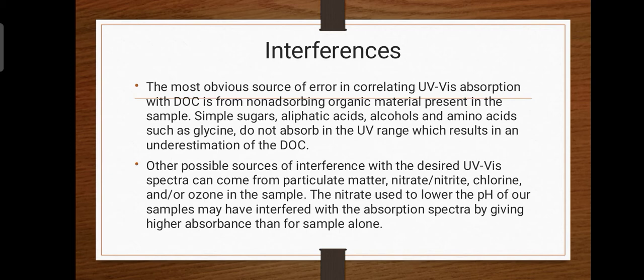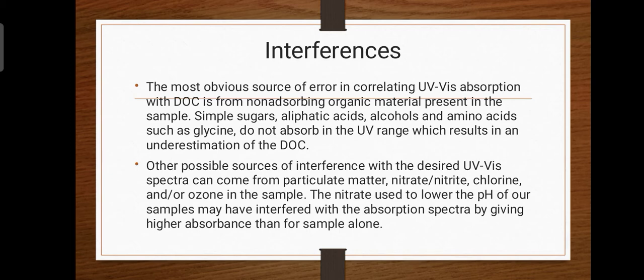However, these compounds are those most likely to be consumed by microbes as food and are not expected to be present in natural water samples from rivers and lakes at high concentrations. So there are also other possible sources of interference with the desired UV-Vis spectra. That can come from nitrate, nitrite, chlorine, and ozone in the sample. Nitrite is a nutrient ubiquitous to natural water.